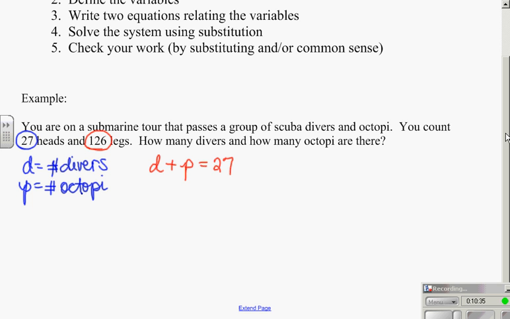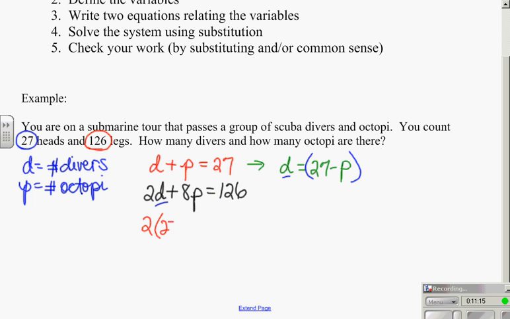Now, the 126 gives me the weighted choices. Divers have 2 legs each. Octopi have 8 legs each, and that together have to be 126. Now I have a system of equations that can be solved. So the first thing I have to do is probably solve this one for one of my 2 variables. Doesn't matter which one. I'm going to say d is equal to 27 minus p. Now I can do my substitution. Wherever there's a d, right here, I'm going to replace with 27 minus p.